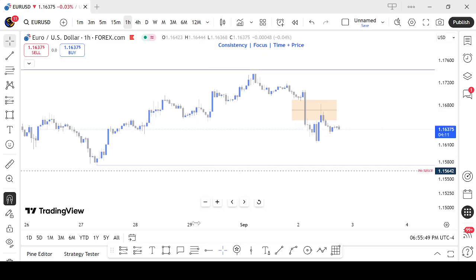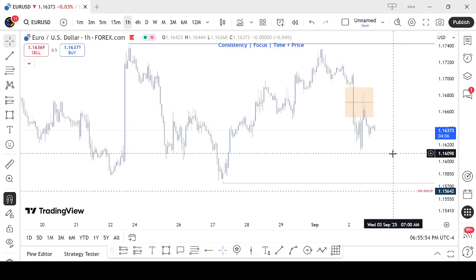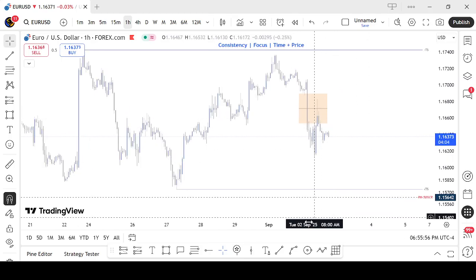Now, on a daily, on hourly time frame, we've seen how price traded here.